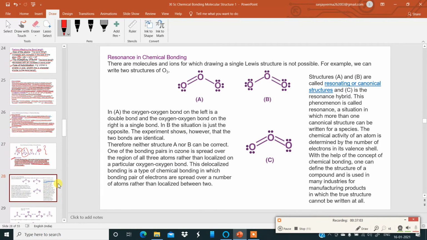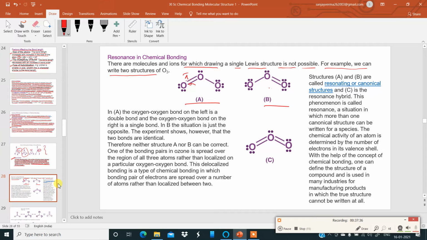Okay. Now let's talk about resonance in chemical bonding. There are molecules and ions for which drawing a single Lewis structure is not possible. For example, we can write two structures for ozone. Learn these structures properly. Structure A, structure B for ozone. Resonating means a delocalization of pi electrons. One is a pi bond, one is a sigma bond. So this pi electron is delocalized between this oxygen and this oxygen. So in the second structure, it is over here.